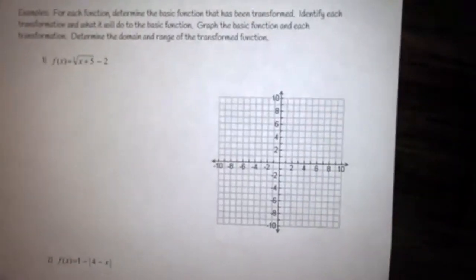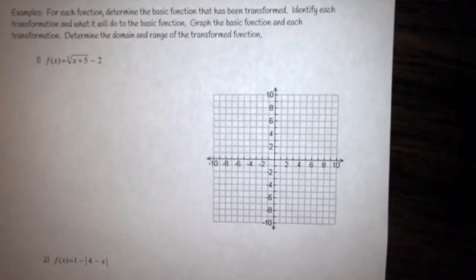All right. So first example. It says for each function, determine the basic function that has been transformed, then identify each transformation and what it will do to the basic function. Graph the basic function and each transformation. Determine the domain and range of the transformed function. So we have the cubed root of x plus 5 minus 2.